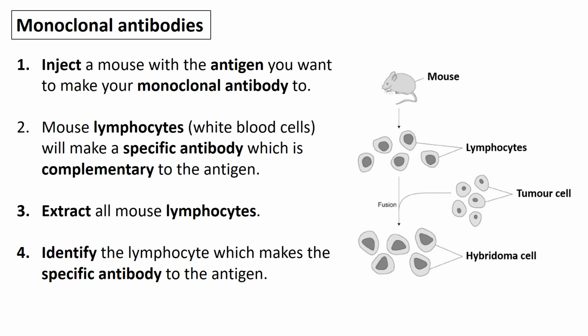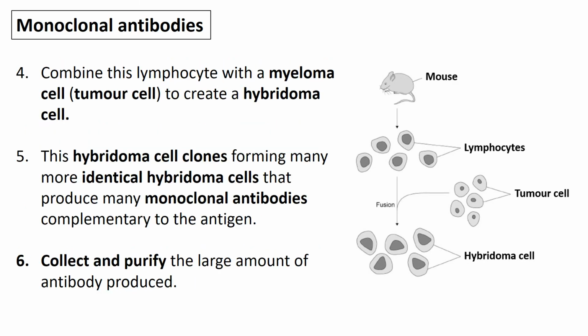So what you do is you extract all of the mouse lymphocytes, and then you need to identify the lymphocyte which has the specific antibody to the antigen. So for example, that could be done by placing your antigen in a dish and you add your lymphocytes to it, and those with the specific antibody would attach to it, and they're the ones that you would keep. Once you've identified the lymphocyte with the specific antibody, you would combine it with a myeloma cell. And this creates a hybridoma cell.